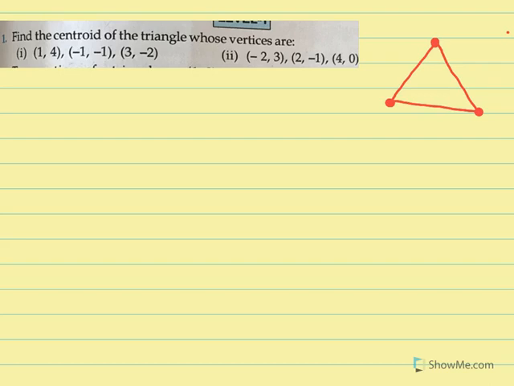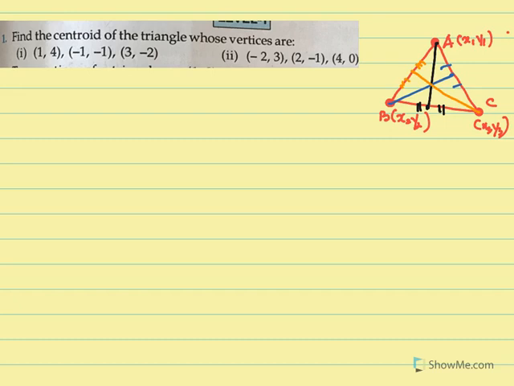We'll call it A, x1, y1. We have B, x2, y2, and C, x3, y3. Now a triangle has 3 vertices and the triangle will have 3 medians. What is a median? From the opposite vertex to the midpoint here, 1 median. Then it has another median from this vertex to the opposite midpoint. And the third median, from the opposite vertex to the midpoint here.